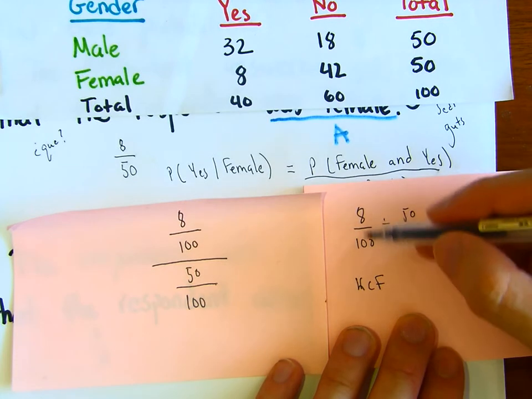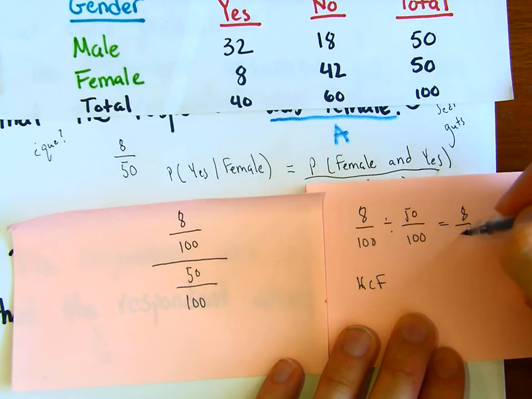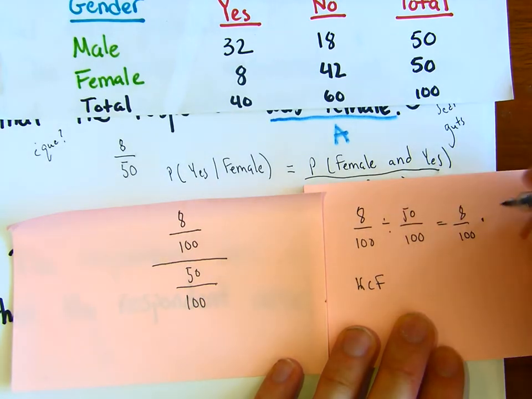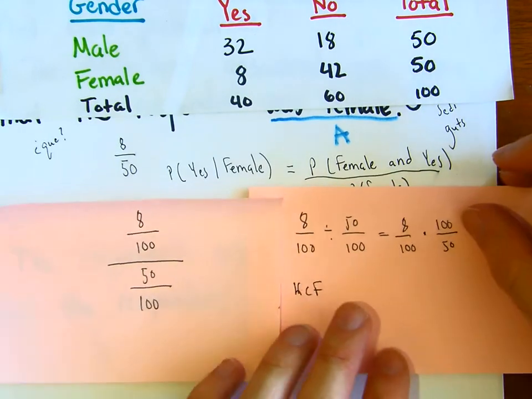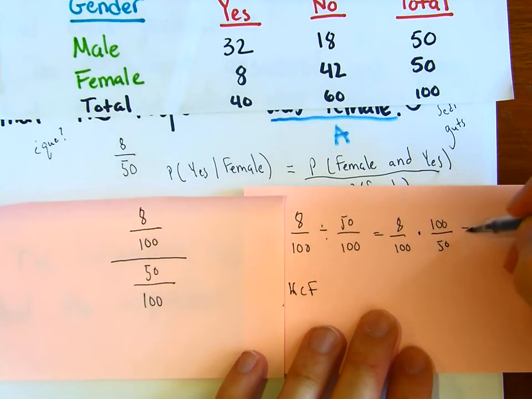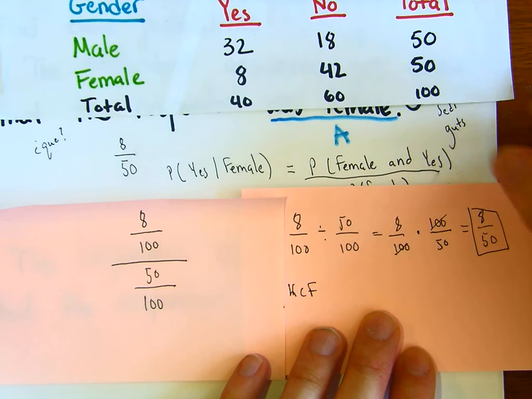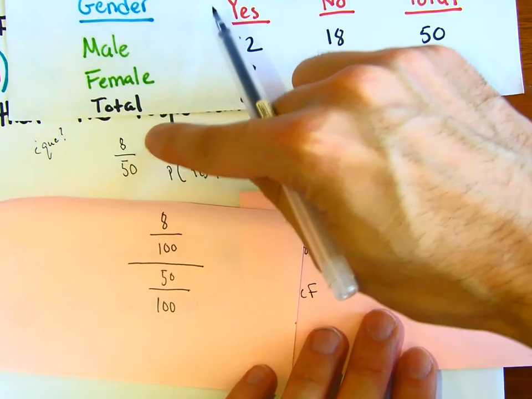So here we're going to keep the 8 over 100. We're going to change this division to multiplication, and then we're going to flip the 50 over 100 to 100 over 50. Okay? And notice what happens when you continue. These hundreds cancel, and you just have 8 over 50. And that's what we had before, that 8 over 50.